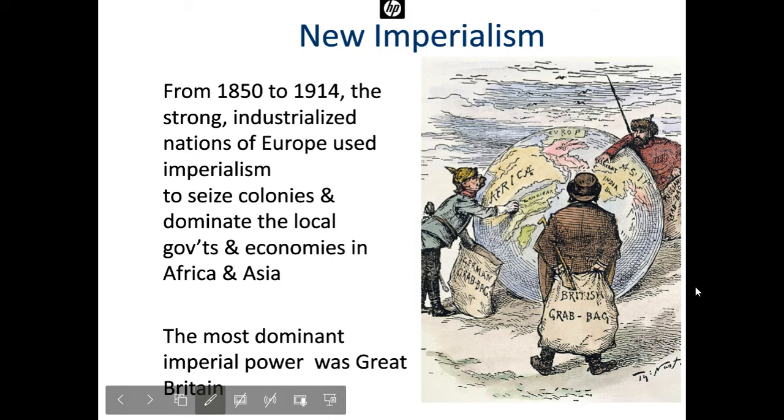But these powerful countries are going into these areas for a couple of motivations that we're about to talk about. What they're doing is they're taking over, they're using those areas for their resources, and they're using those areas as markets to sell their goods. So some good comes from this for both sides, the powerful nations and the countries being taken over, but some negatives are going to happen as well.